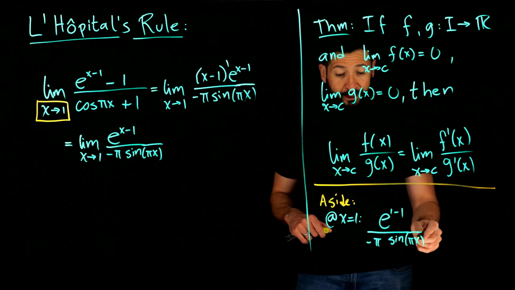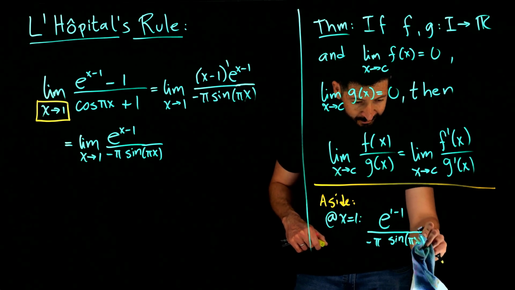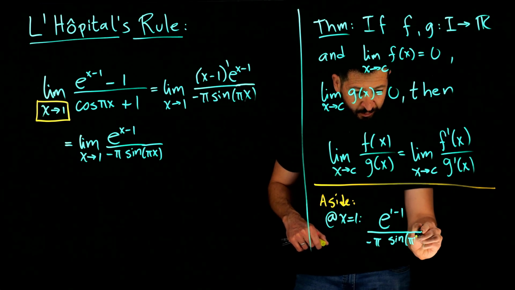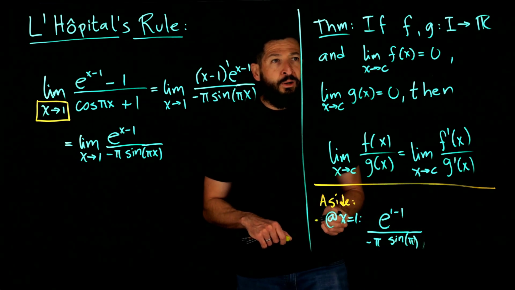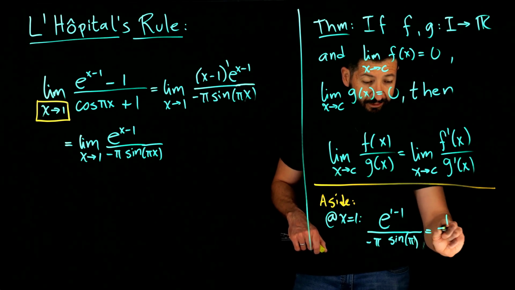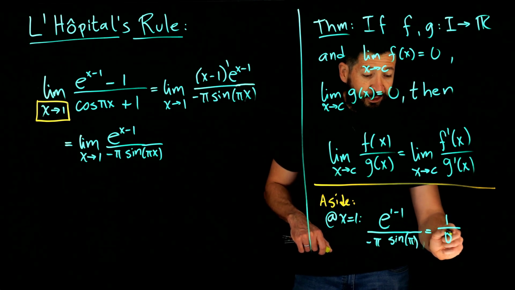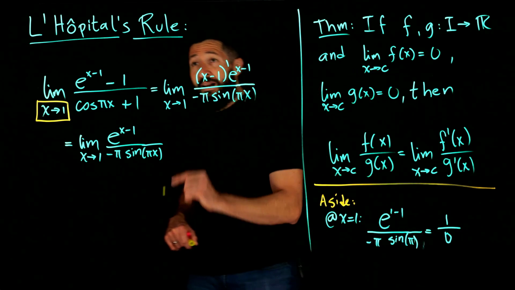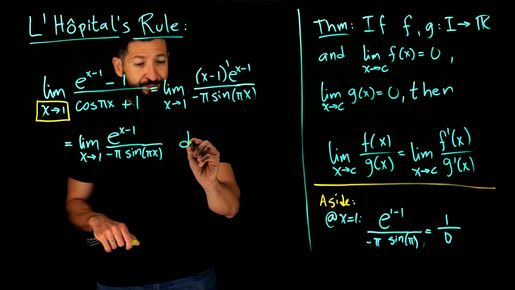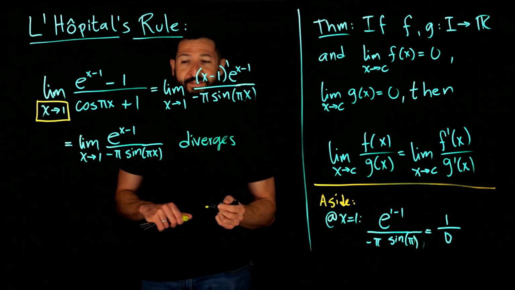And when I evaluate at x equals 1, I forgot, sorry, I didn't put x equals 1. So I evaluated at x equals 1, and I get that this is going to be e to the 0, which is 1, over negative pi times the sine of pi, that's 0. So this form right here tells me that this limit now diverges. It's going to either go to positive or negative infinity.